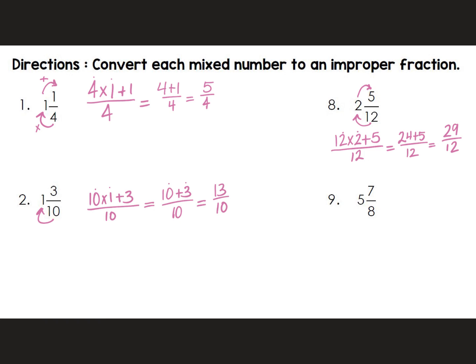Getting the hang of it? Right. Multiply the denominator times the whole number. Add the numerator. Keep the denominator. All right, so let's do this. 8 times 5 is 40. I still have to add that remainder. My improper fraction is 47/8. All right, so let's try to do as many of these as you can on your own.